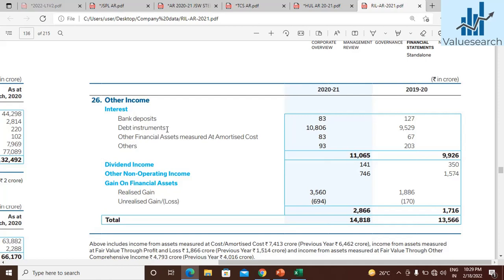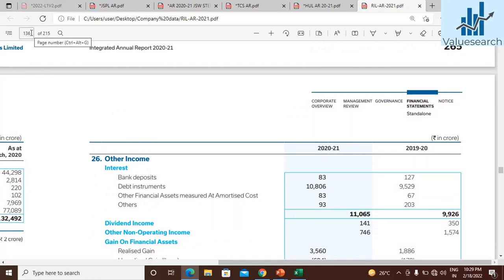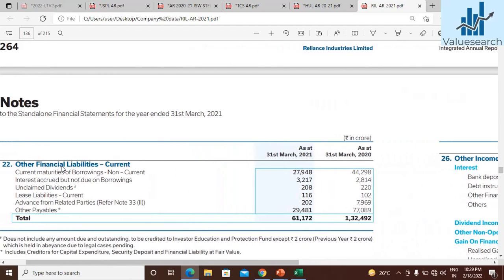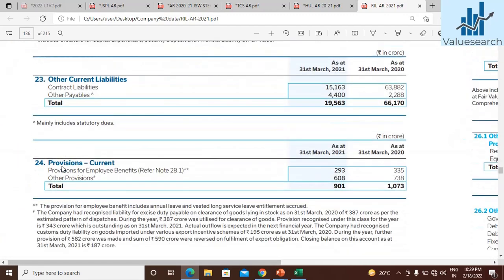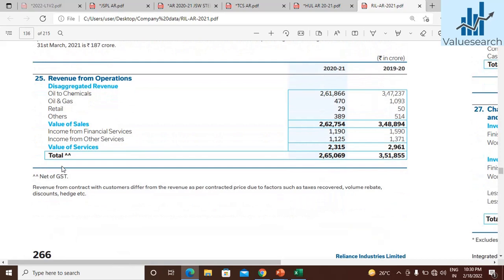Bank deposits, debt instruments, interest on debt instruments that you have received. Other financial assets measured at amortized cost and others, dividend income. Other non-operating income, realized gain, unrealized gain, given over here. So this was for Reliance Industries Limited's revenue from operations. But now you must be thinking their oil to chemical business is so large, it is understandable. But retail business, they are showing their revenue from retail business is only 29 crore.